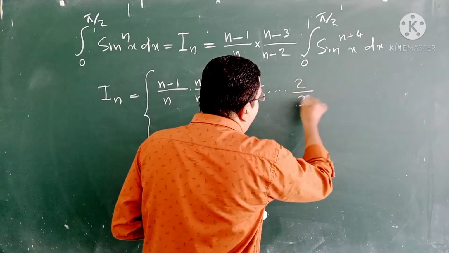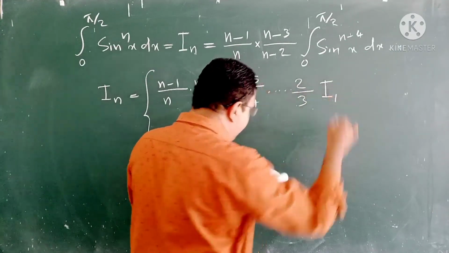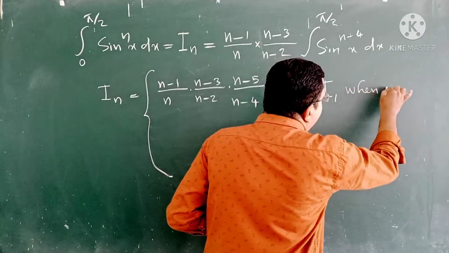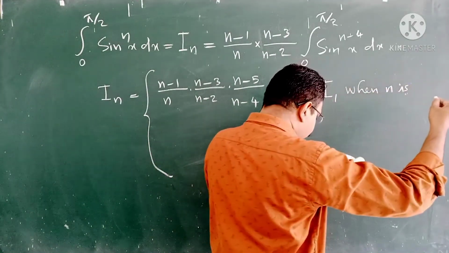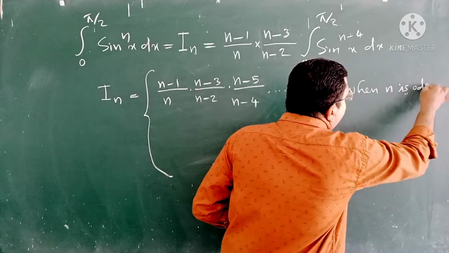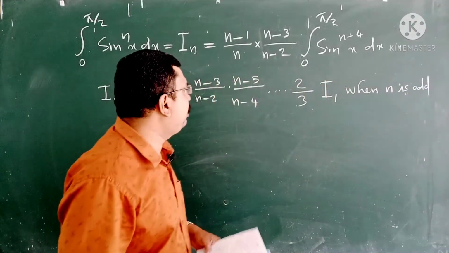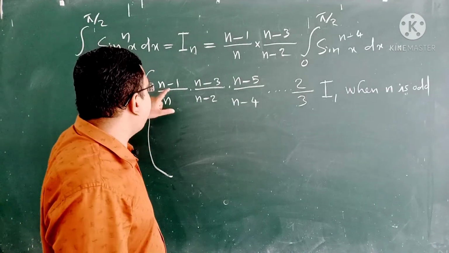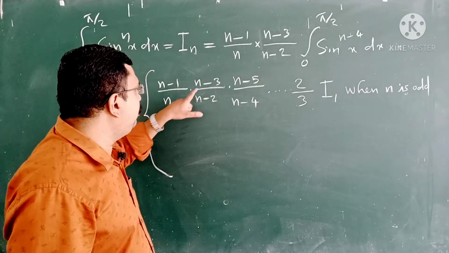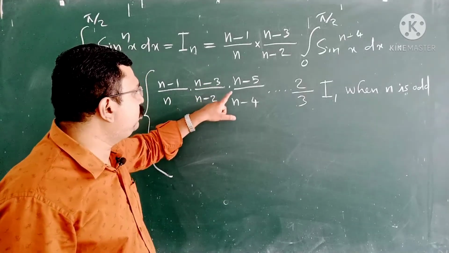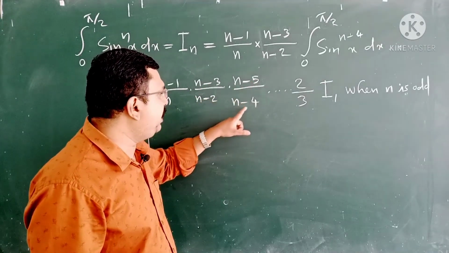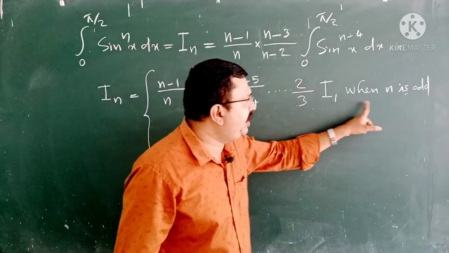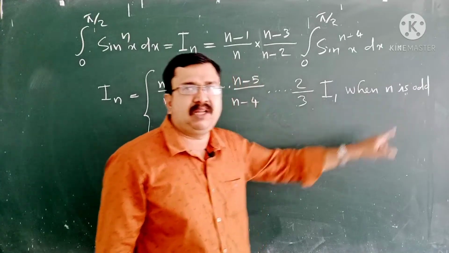2 by 3 I1 when n is odd. When n is odd, remember that the first condition is when n is odd we get (n minus 1) by n into (n minus 3) by (n minus 2) into (n minus 5) by (n minus 4) etc. into 2 by 3 I1 when n is odd, the first condition.